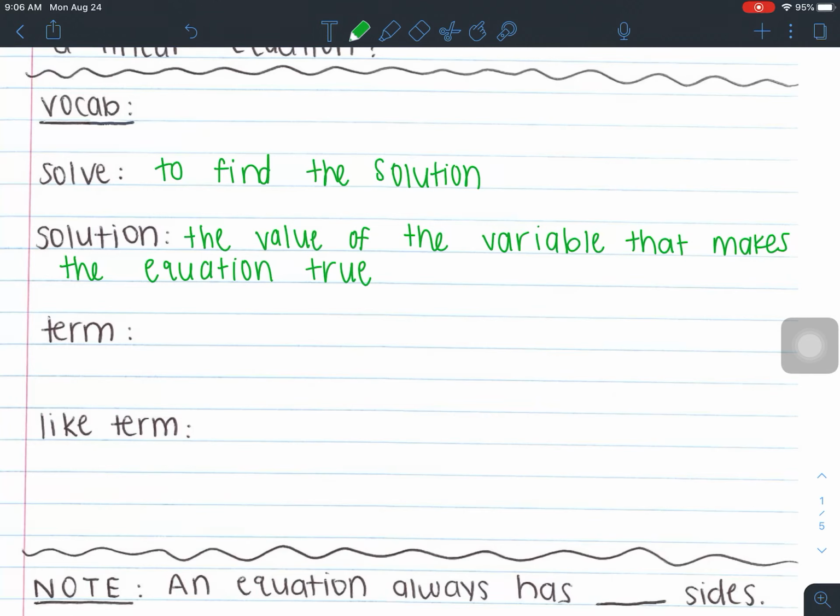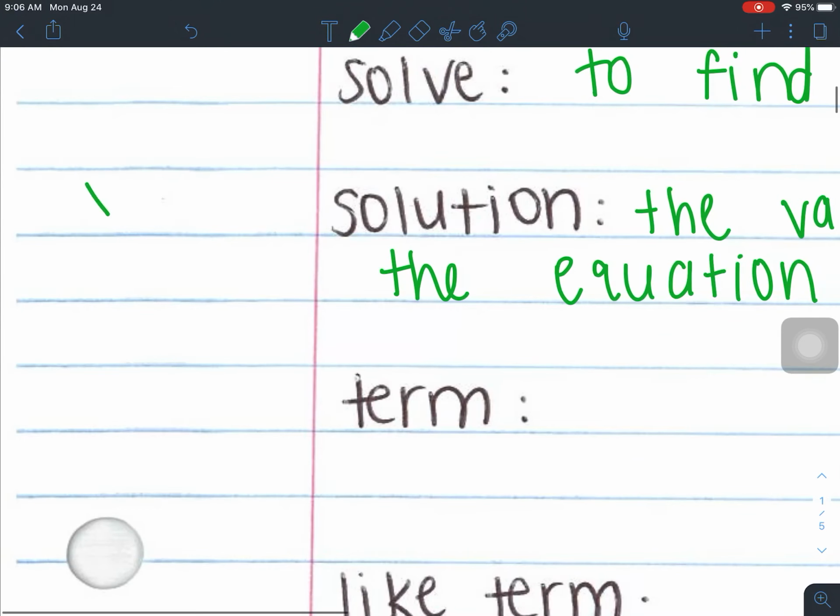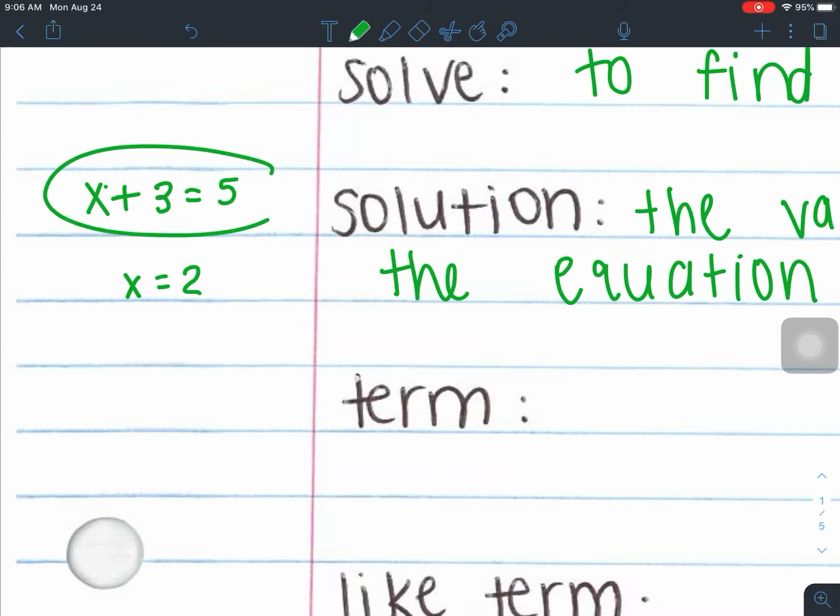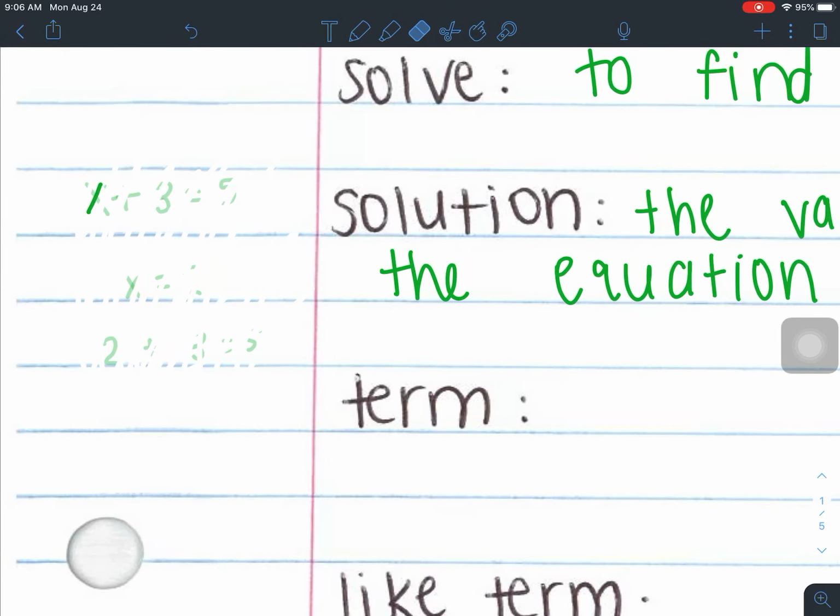Okay. So for example, x plus 3 equals 5. The solution to this equation would be x equals 2. Why is that the solution? Because in order to make this equation true, x must be equal to 2, because 2 plus 3 equals 5. So that's the solution. All right.